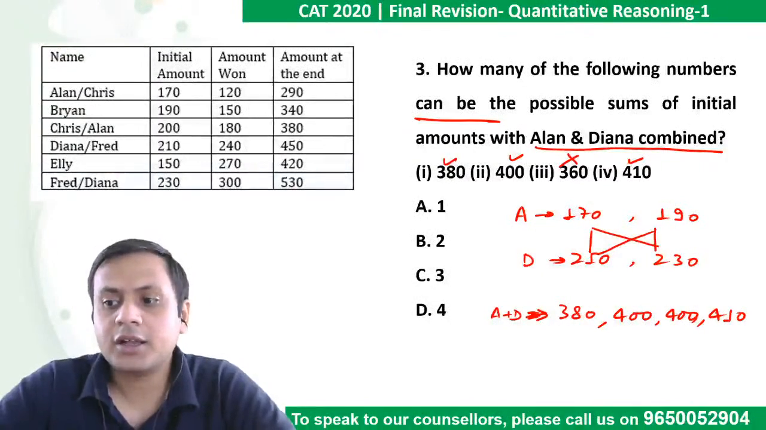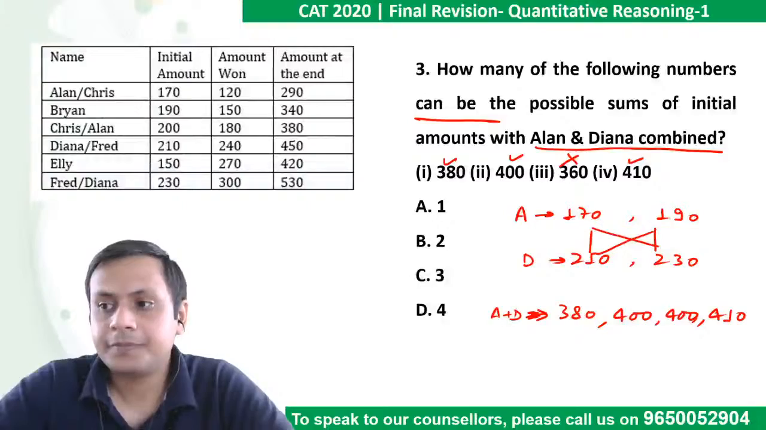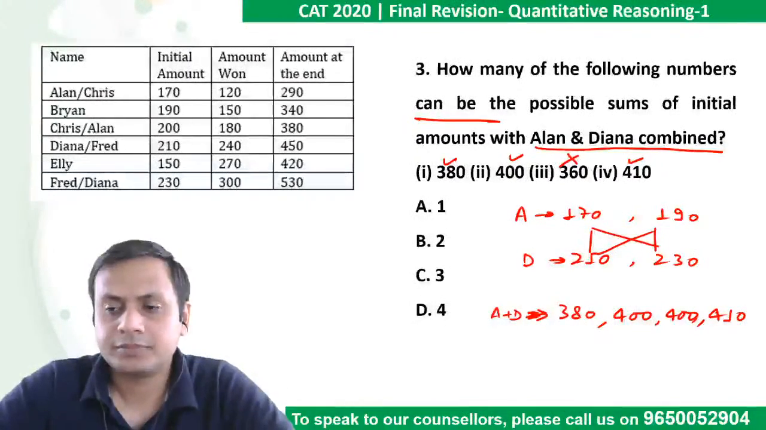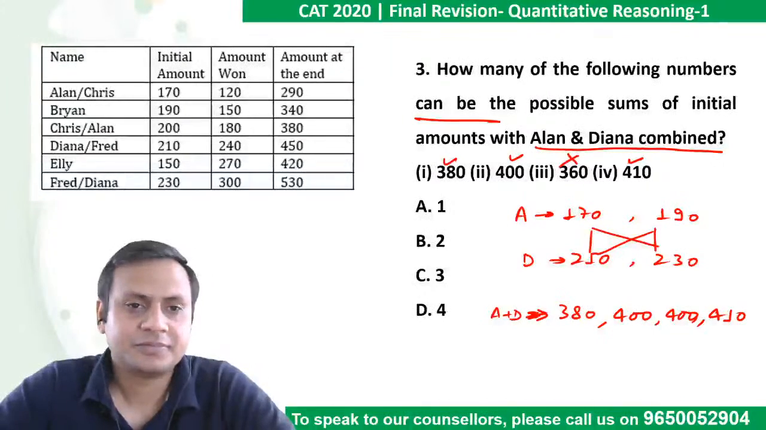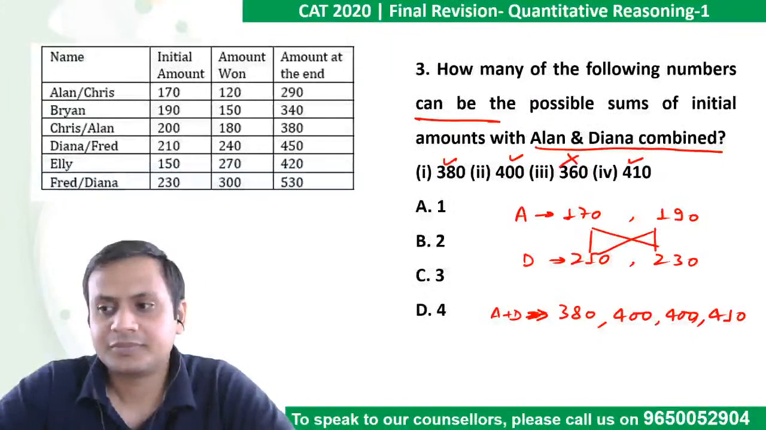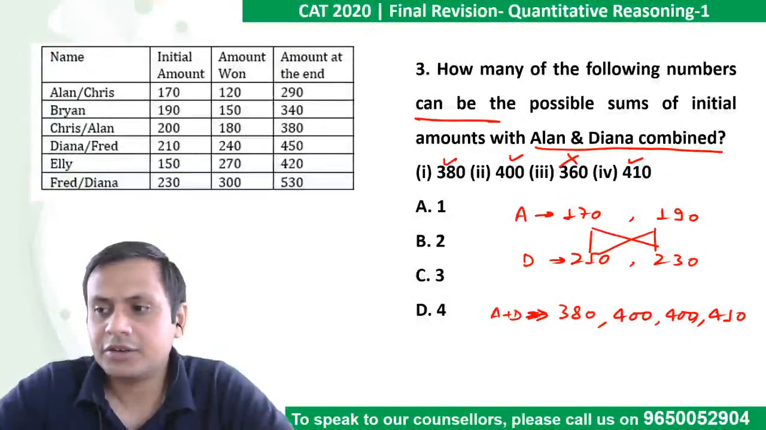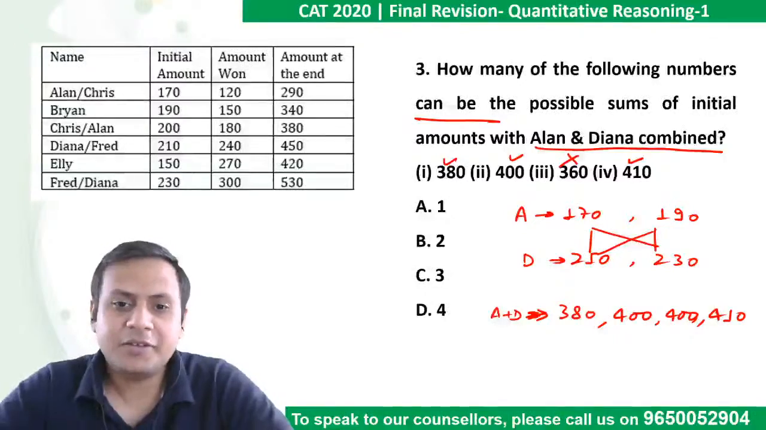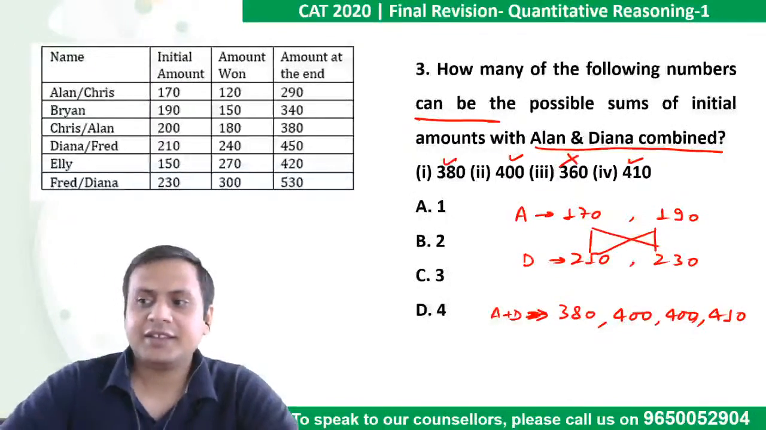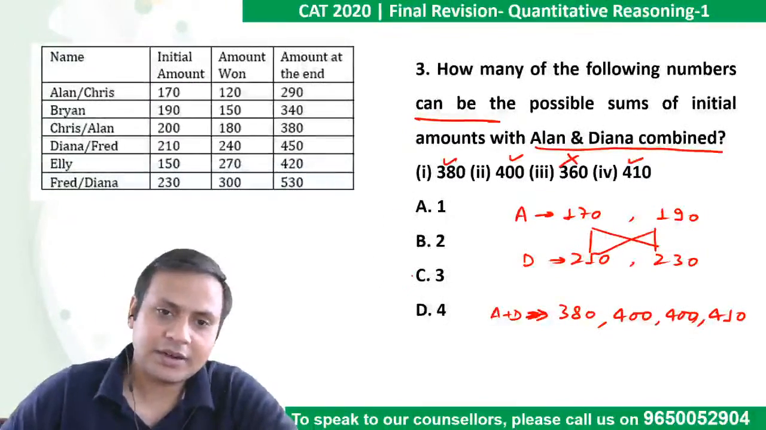Priya, Devika, Vikram. Don't worry. Right. We'll get through it. Okay. How many values are possible? 3 values are possible. Right.